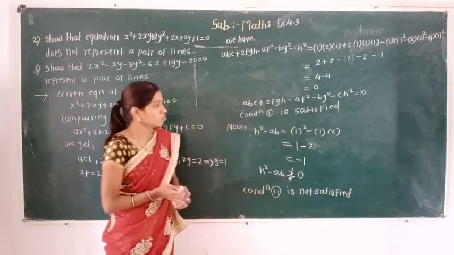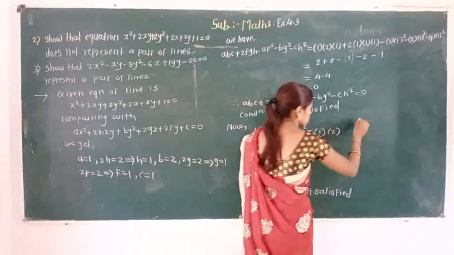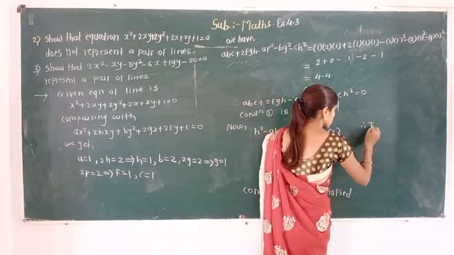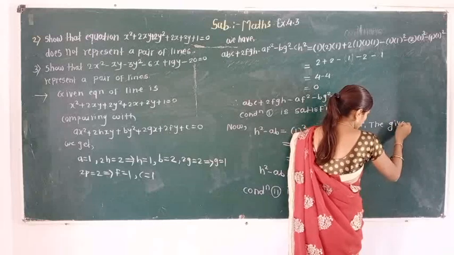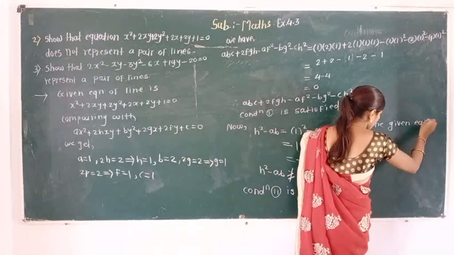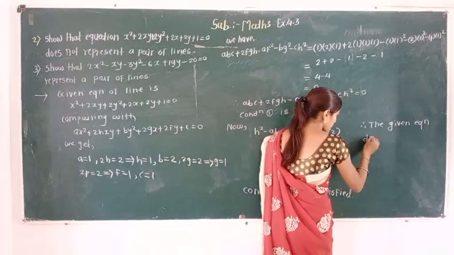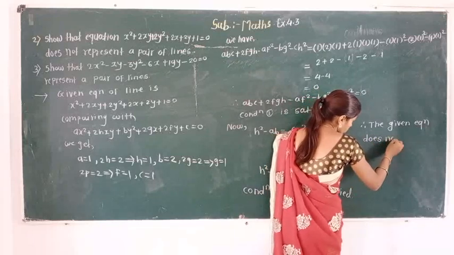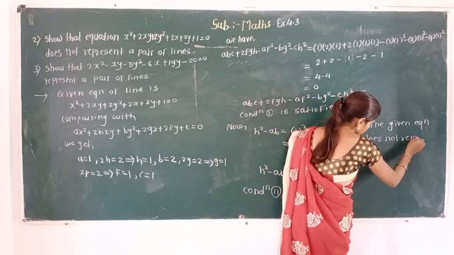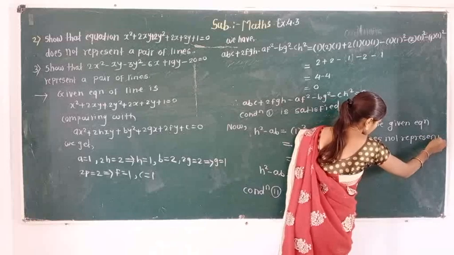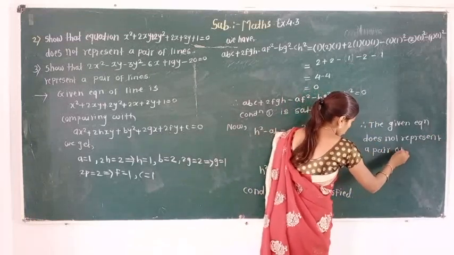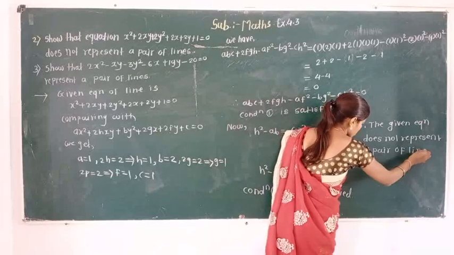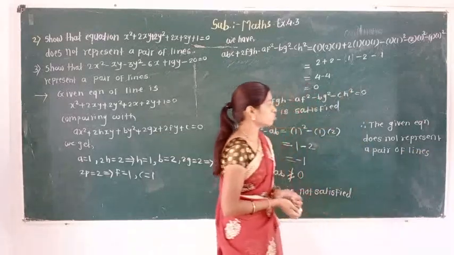Now we can write: the given equation does not represent a pair of lines, and that is what was to be shown.